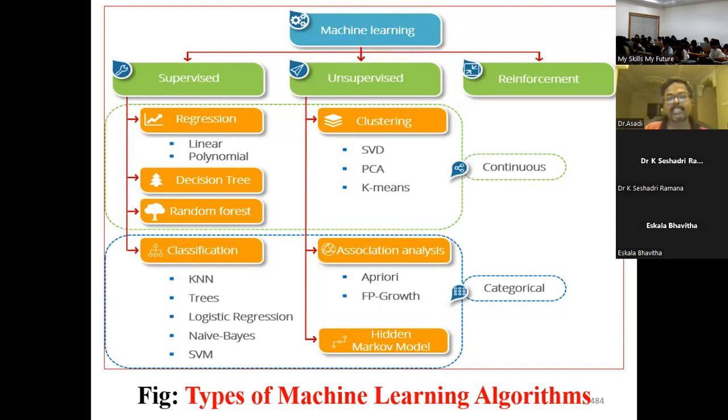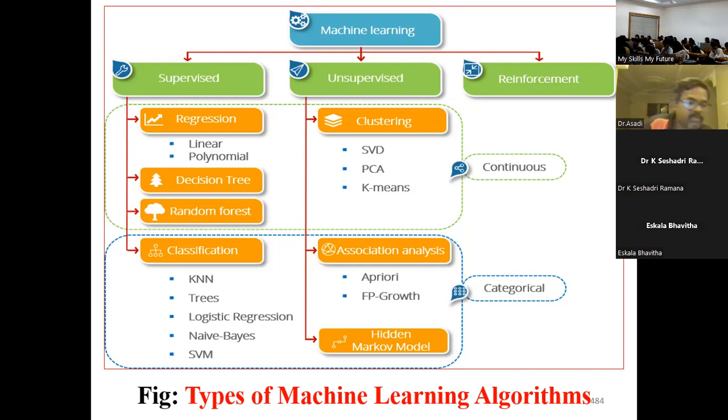Unsupervised: clustering. Clustering means a group of objects that have similar behavior. Then SVD, singular value decomposition, principal component analysis, K-means. For association analytics, we are using two algorithms: one is Apriori and one more is FP growth, frequent pattern growth.